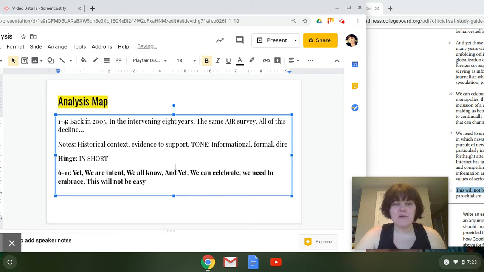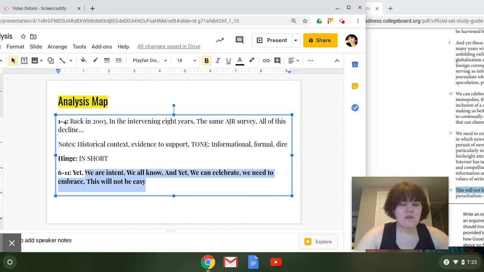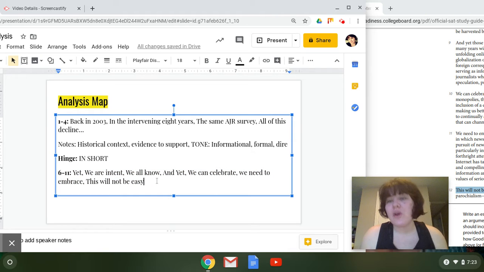So you definitely see a tone shift just because of the word choice, right? Instead of having this formal, dire tone, I see some different words like "we," which we know is inclusive language that is now pulling the reader into the problem and maybe the solution, right? So it's becoming more relatable, more specific to including me, the audience, the American reader, which I am. And it seems like it's becoming a little bit more empowering. "We all know, we are intent, we can celebrate." So it sounds like a real tone shift after the hinge here. And it sounds like there might be a solution to this decline, right? So maybe he's arguing for a solution.